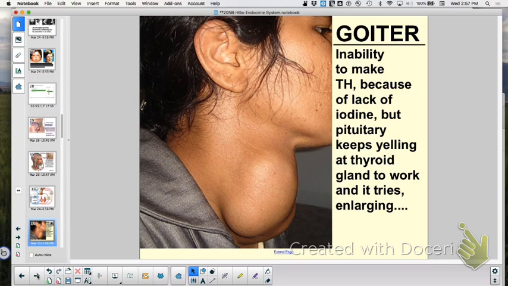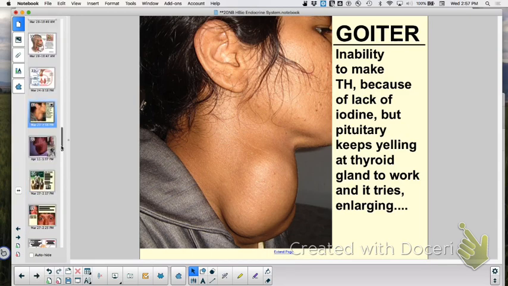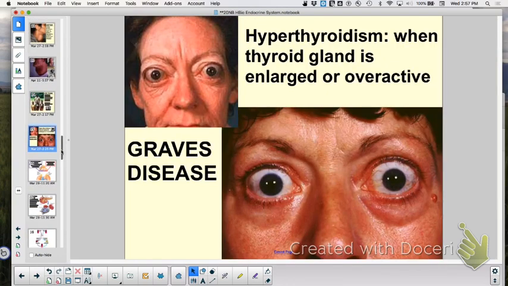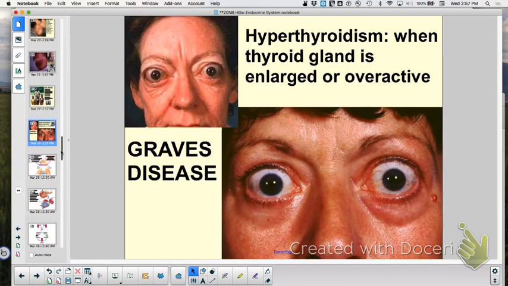That's why we have iodized salt. Okay? So we never are short of iodine. All right. Graves' disease is too much thyroid hormone. There's some other ones in there too. And that's a hyperthyroidism. Okay.